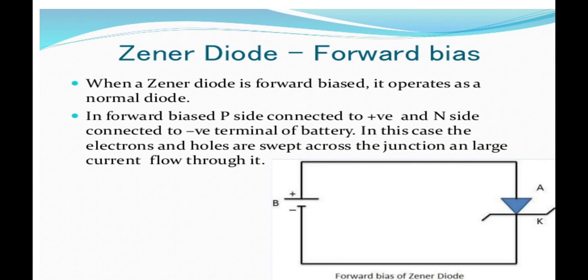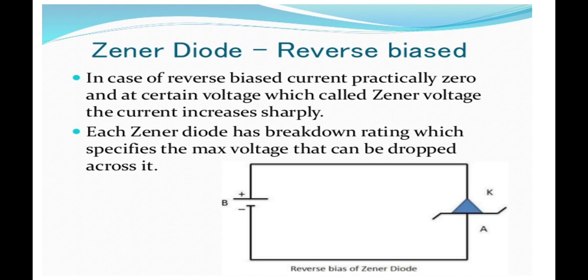These are the actual representations. Here there is some mistake in the circuitry: the diode arrow should be from the other side.